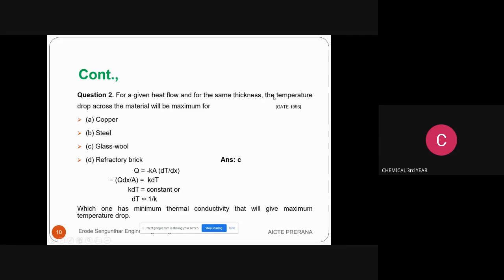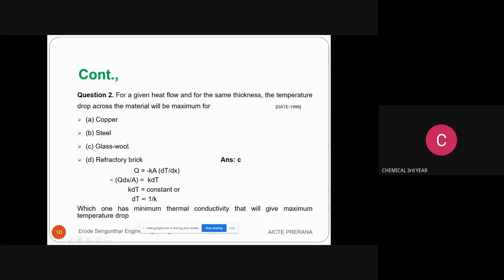Temperature drop. If it should be the maximum, you just tell whether it is the conductive material or insulating material. Definitely it should be the insulating material, right? So here we have copper, steel, glass wool, and refractory brick. Before going into the theoretical discussion, we can practically say which one has the insulating character. Glass wool has the insulating character compared with all the other things. So that is the answer.